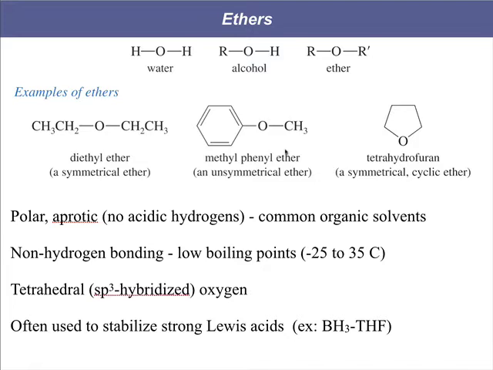They are tetrahedral for the most part. The oxygen certainly is tetrahedral. It has the 2 R groups and the 2 lone pairs, so it's sp3 hybridized. They've got that geometry. They are often used to stabilize strong Lewis bases. We saw that, for example, with BH3 THF. THF stands for tetrahydrofuran. The boron complexes with the lone pair on the oxygen to stabilize the boron and prevent the borons from dimerizing and polymerizing with each other.